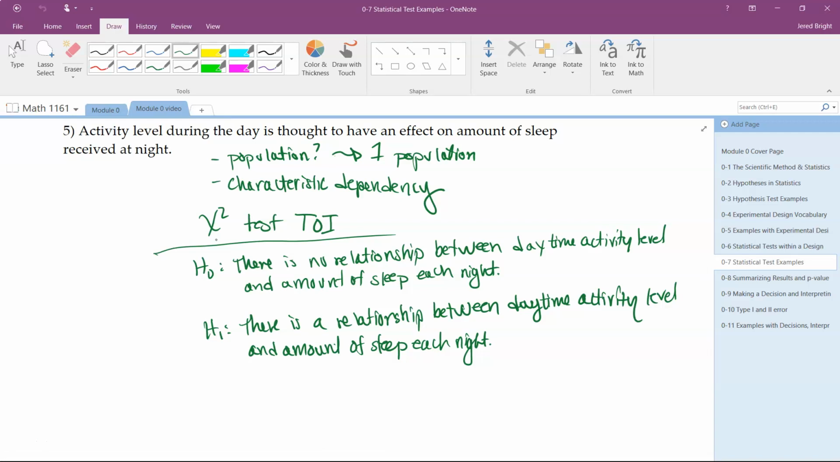Okay, and this is another one with chi-squares. We only write it out in words. So the statement here is actually the alternative hypothesis if you reword it a little bit, just saying that there is a relationship versus there is not a relationship in the null.